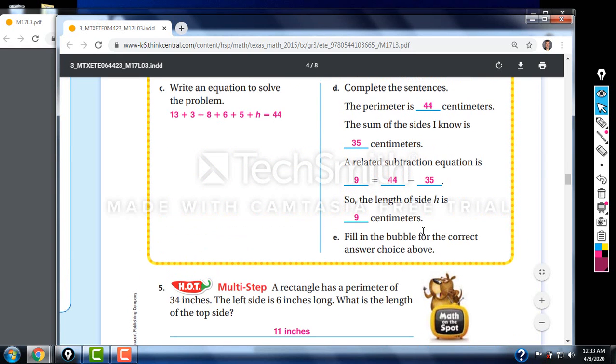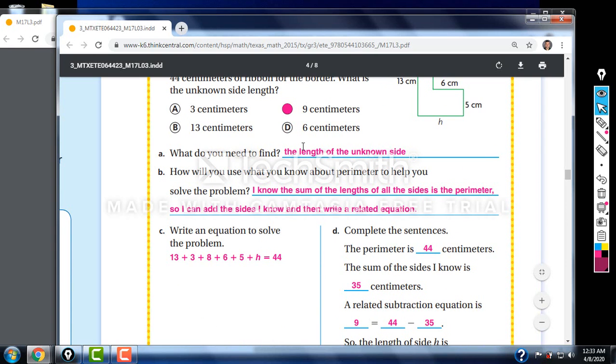Make sure you fill in the bubble for the correct answer above. It'd be this one right here.